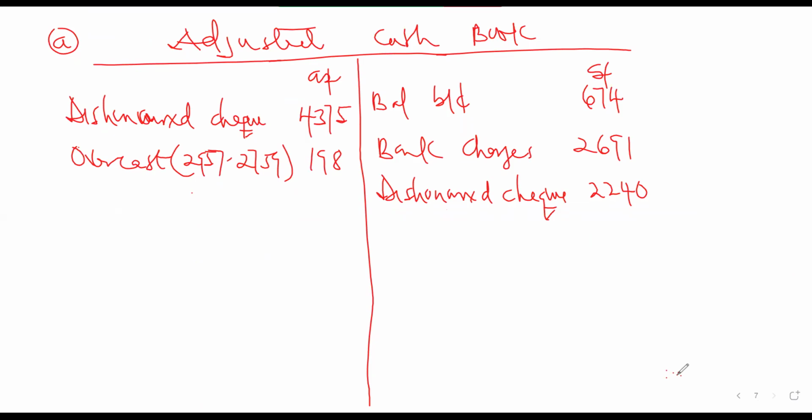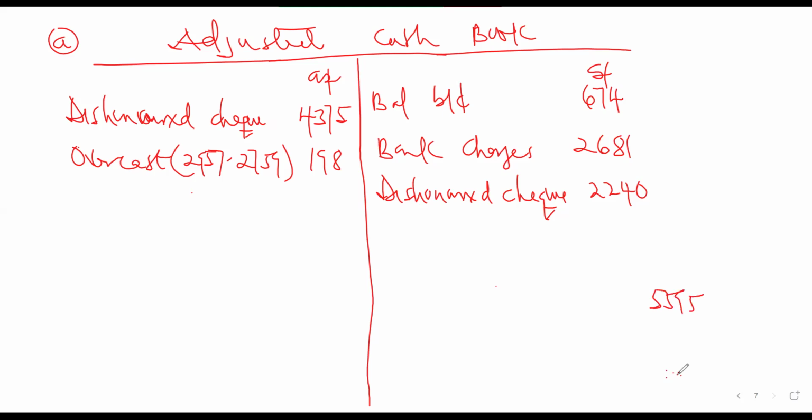So let's find our balance here. So 674 plus 2691. Please, the bank charges is 2681, not 91. Okay, 2681. So let's add 674 plus 2681 plus 2240. Okay, so I'm having 5595 as the total.